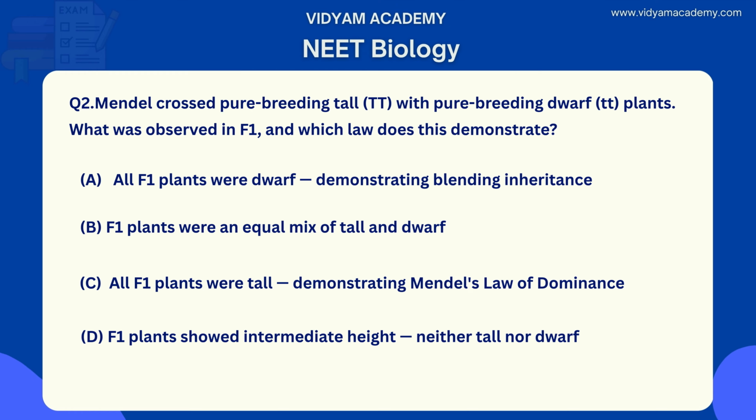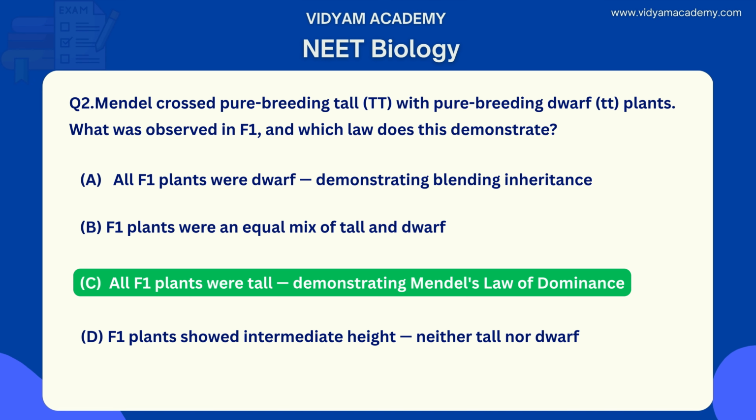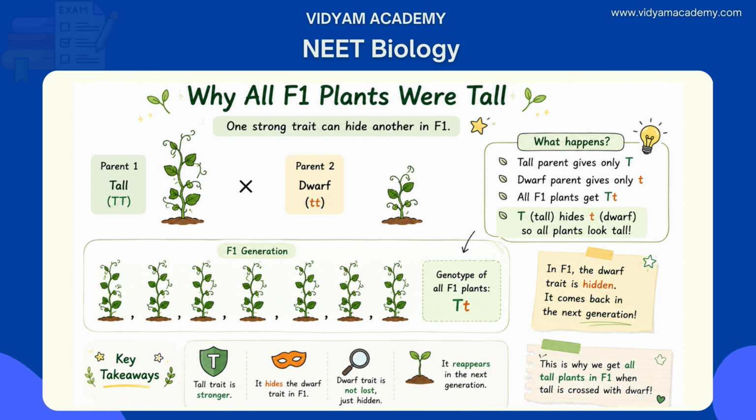Can you guess the right answer? A, B, C, D. The right answer is option C. All F1 plants were tall, demonstrating Mendel's law of dominance. Let's see why and how. Every F1 plant received one T allele from the tall parent and one t allele from the dwarf parent, giving all Tt genotype. All F1 plants were tall because T is dominant and completely masked the effect of the t in the heterozygous condition. This is the law of dominance.